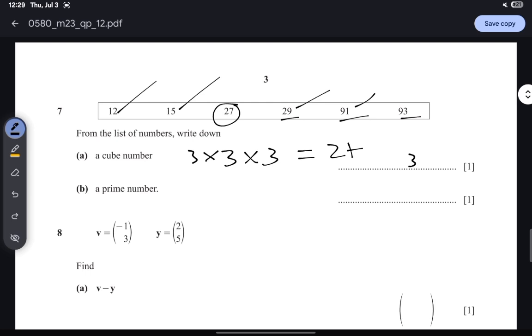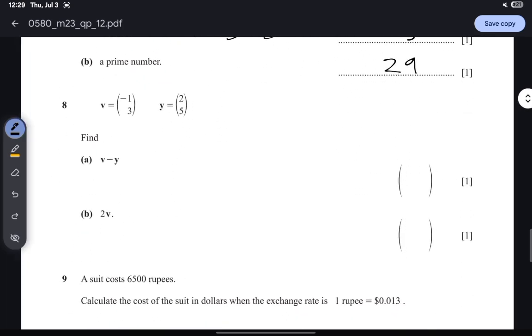So if we look closely, 91 is divisible by 7. So it's only 29 that we have as our prime number. 29 is the only number that is divisible by 1 and itself. So we write 29. Alright. Then we move on to number 8.